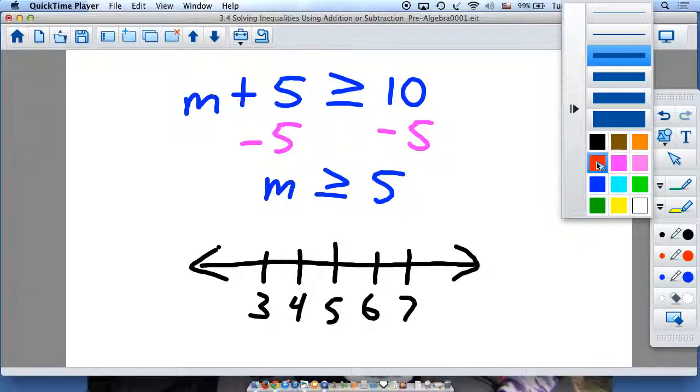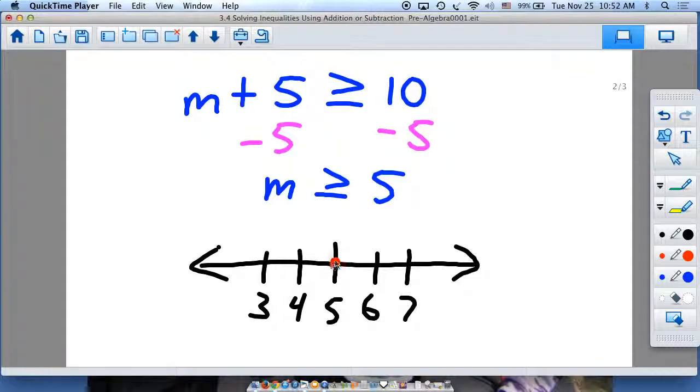So since 5 could be a solution, we're going to put a closed circle on that 5. And we're going to shade in the numbers to the right, which are all the bigger numbers than 5. So I can pick a bigger number than 5, 7 for example. 7 plus 5. 7 plus 5 is 12. Is 12 greater than or equal to 10?